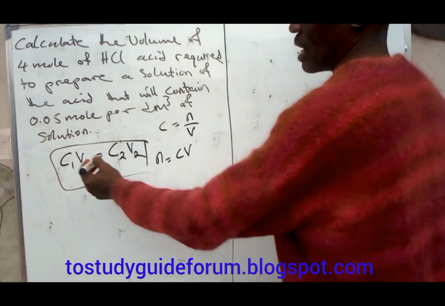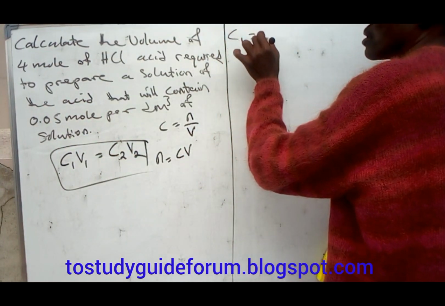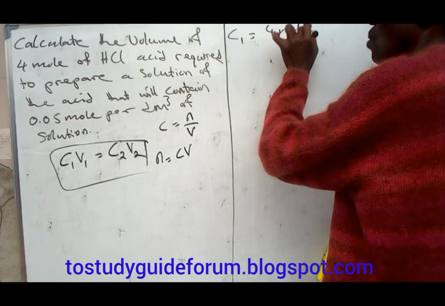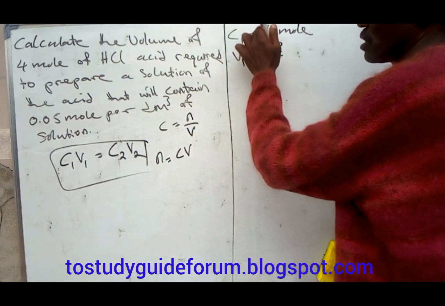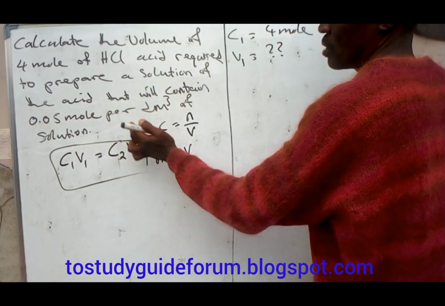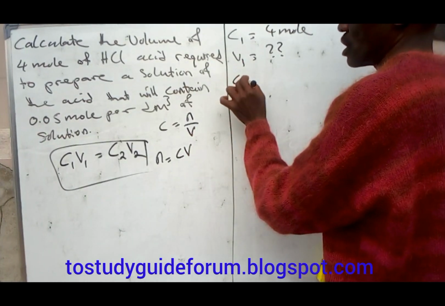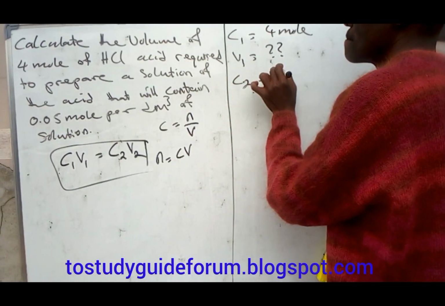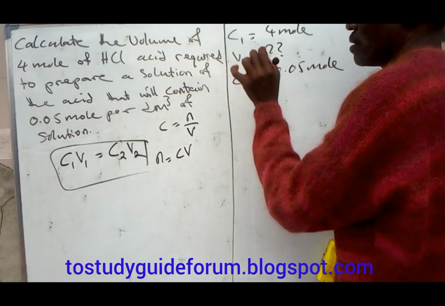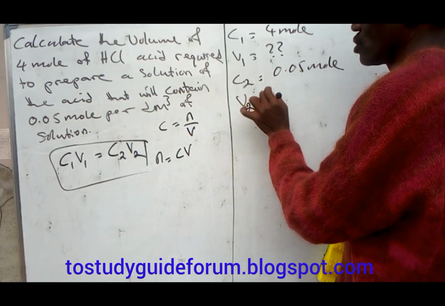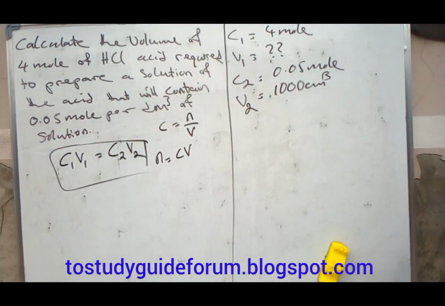Now, knowing that this is so, it means that we are going to use the relationship in calculating that, meaning that this concentration C1 is 4 mole, and then V1 is what we are looking for, the volume of this solution that can give us this other one, 0.05 moles per dm cube. Now, concentration 2 we have is 0.05 mole. Then the volume V2 is what? 1000 cm cube, which is the same thing as 1 dm cube or 1 liter.